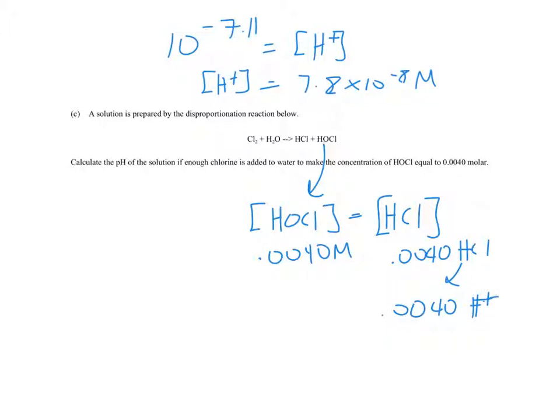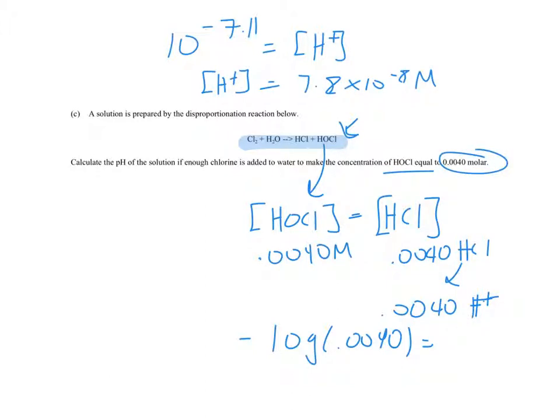And then, well, that's it. You take the negative log of 0.0040 to find the pH, because this reaction has reached equilibrium, because they're telling you there's a concentration of one of the products at equilibrium. Take the negative log of that, and you should get 2.40 as the pH, and that's the answer.